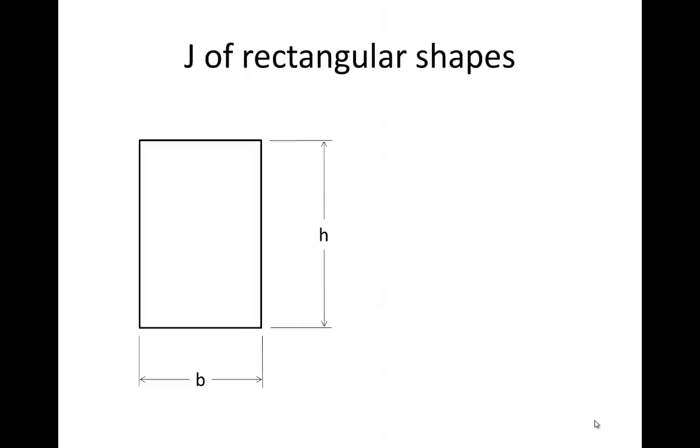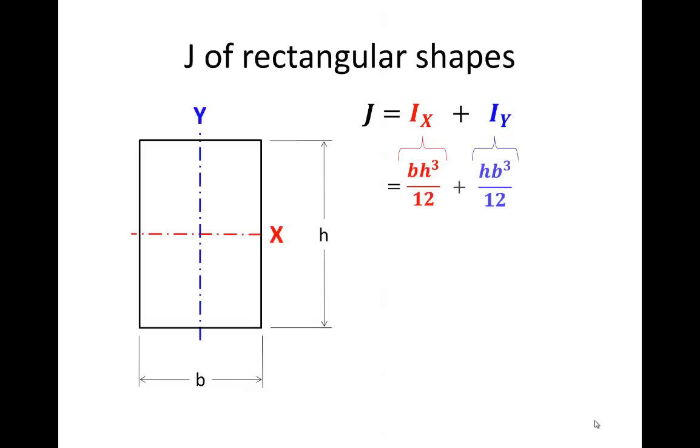J of rectangular shapes can be found in the same way, the sum total of Ix and Iy. Ix is the moment of inertia for bending about this axis, b times h cubed over 12. Iy is the moment of inertia for bending about this axis, h times b cubed over 12. If we do a little algebra, we can simplify this equation a little bit if we want.